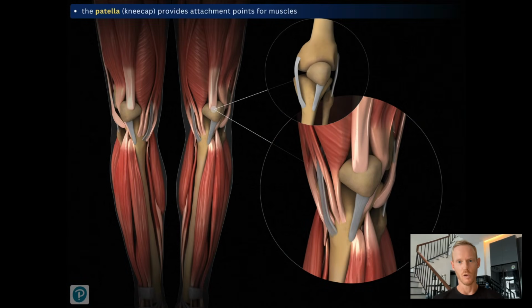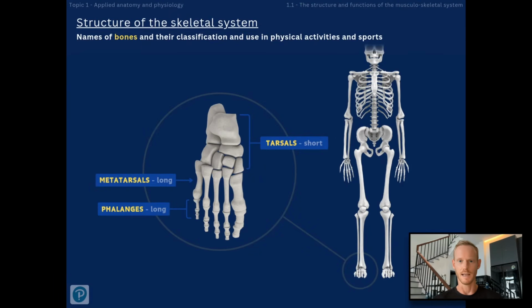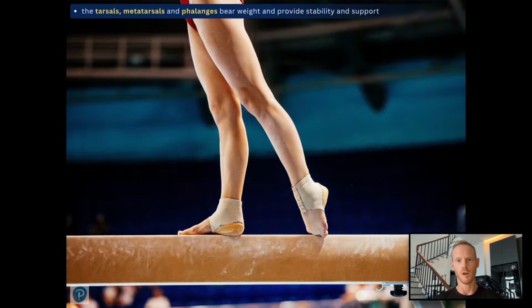It connects the quadriceps to the lower leg and therefore assists in extending the knee, for example when kicking a rugby ball. The tarsals in the ankle are short bones, and the metatarsals and phalanges are long bones. Collectively, their roles are to bear weight and provide stability and balance, for example during a beam routine in gymnastics.